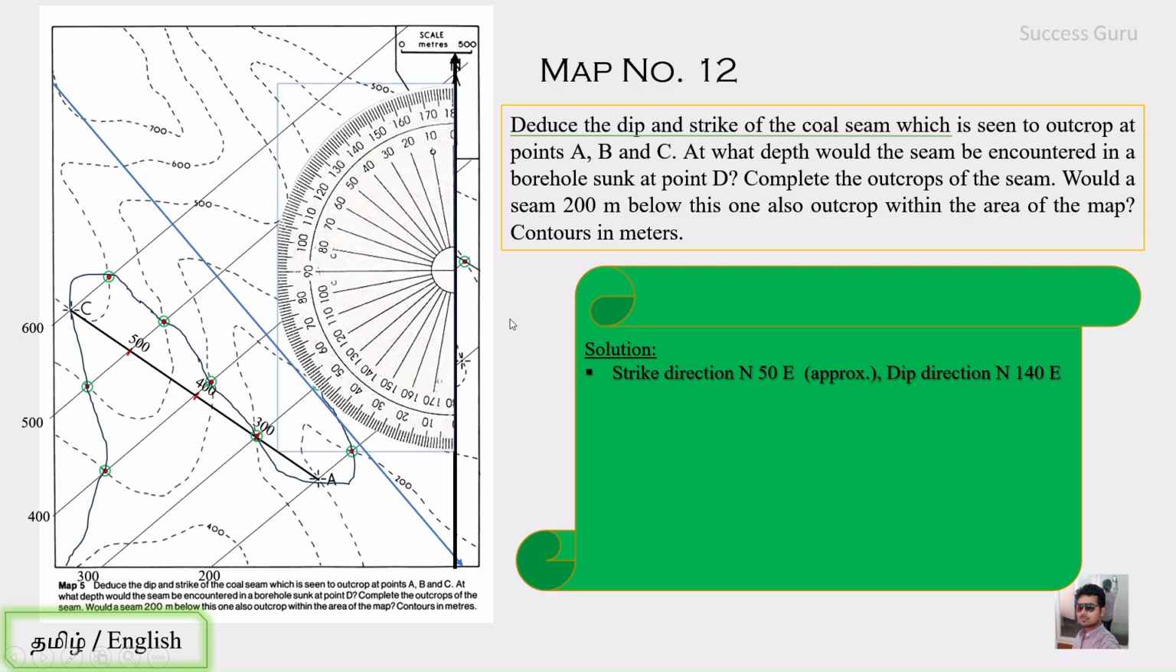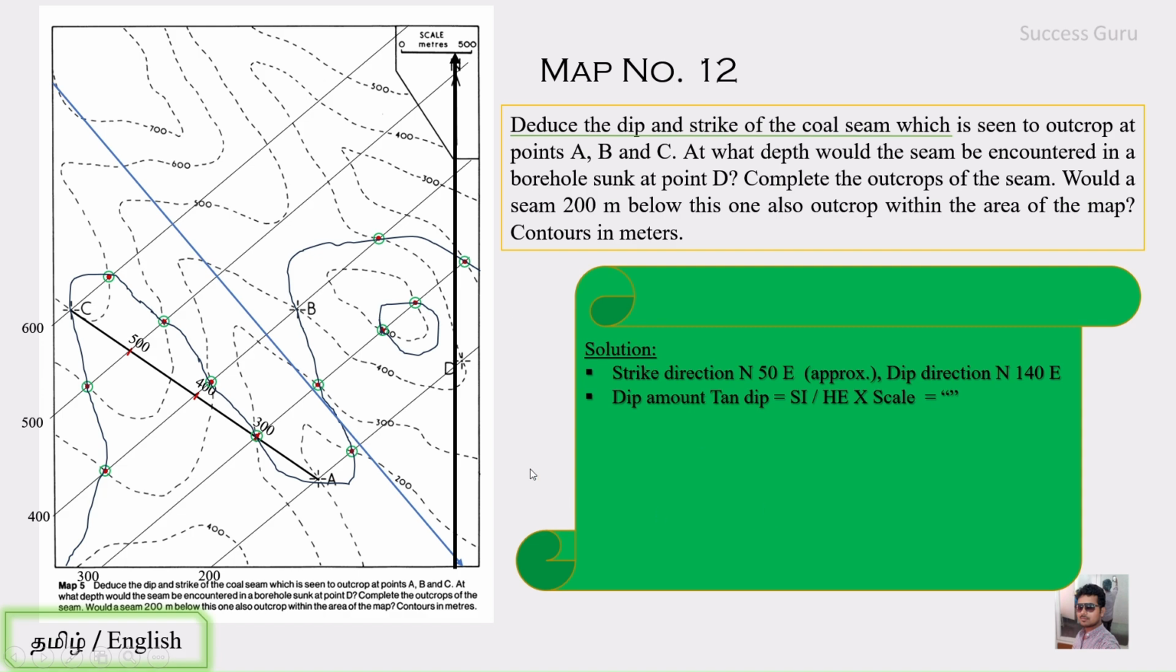And we have to calculate the dip amount. For that, we have to use this formula: tan dip is equal to strike interval divided by horizontal equivalent into scale. The strike interval in the map is, say, 100 meters, that we know. The horizontal equivalent we have to measure along the true dip line. And the scale is also given on the map. So just by using these values, we have to find the true dip.